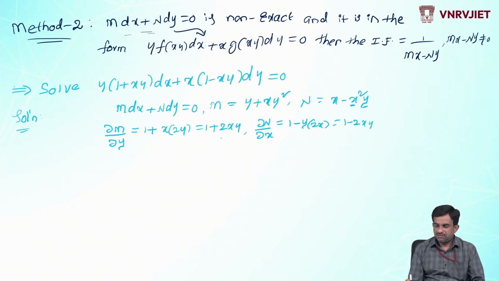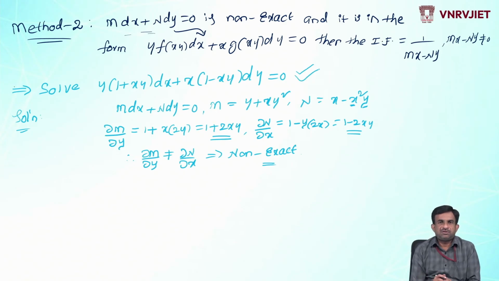Here dou M by dou y we got as 1 plus 2xy, and dou N by dou x we got as 1 minus 2xy. These two are not equal. Therefore dou M by dou y is not equal to dou N by dou x, so it is a non-exact differential equation. If the differential equation is non-exact, for one minute we have to think whether this given differential equation comes under method 1 or method 2.